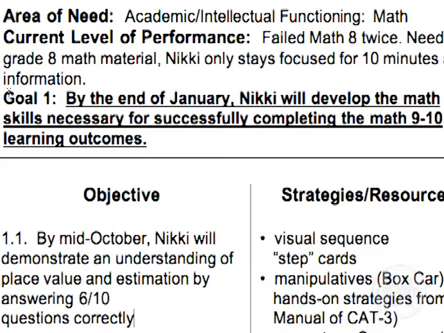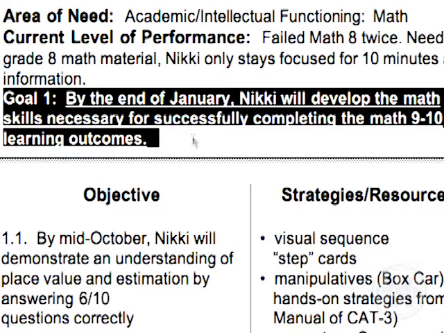So both of you have said math is an area that we as a team need to focus on. And we have a pretty clear understanding of where you're at with your math and the current level of functioning. We did all that assessment that we shared and talked about in June. So we need to come up with a realistic, attainable, and pertinent goal for this semester for math. After this discussion, we worded the goal as: by the end of January, Nikki will develop the math skills necessary for successfully completing the Math 9 and 10 learning outcomes. Nikki wants a mastery level of 60% on all unit tests and assignments.